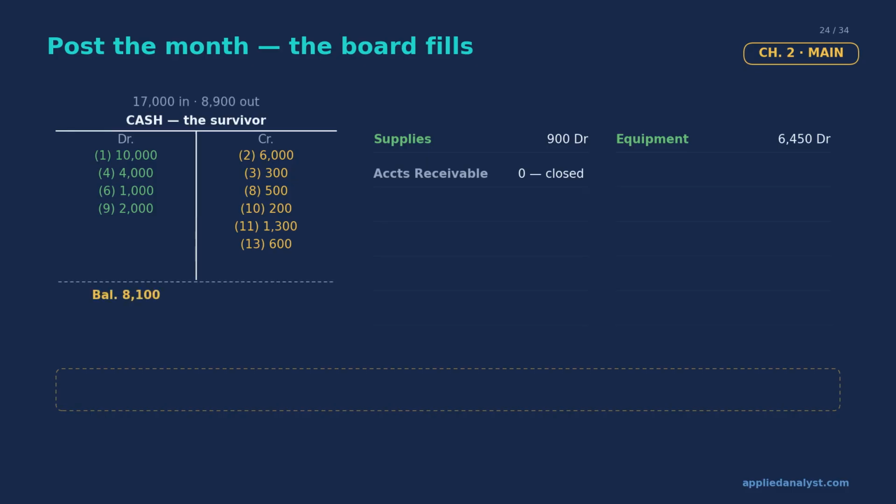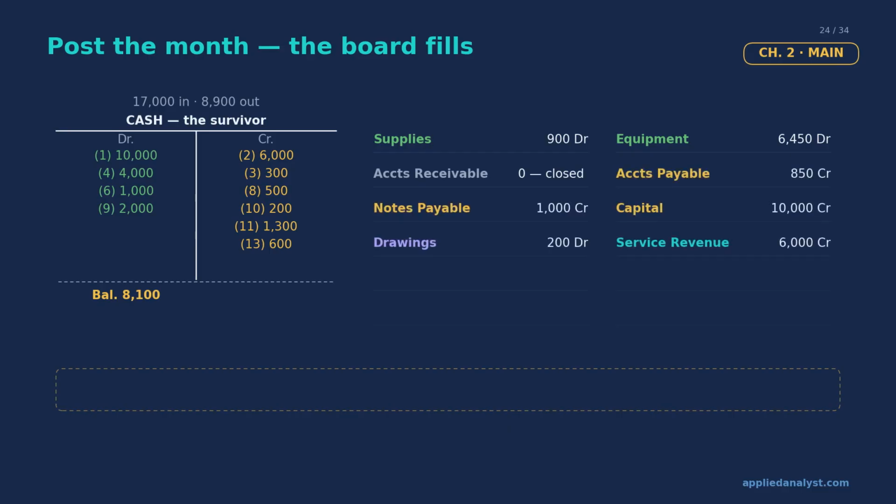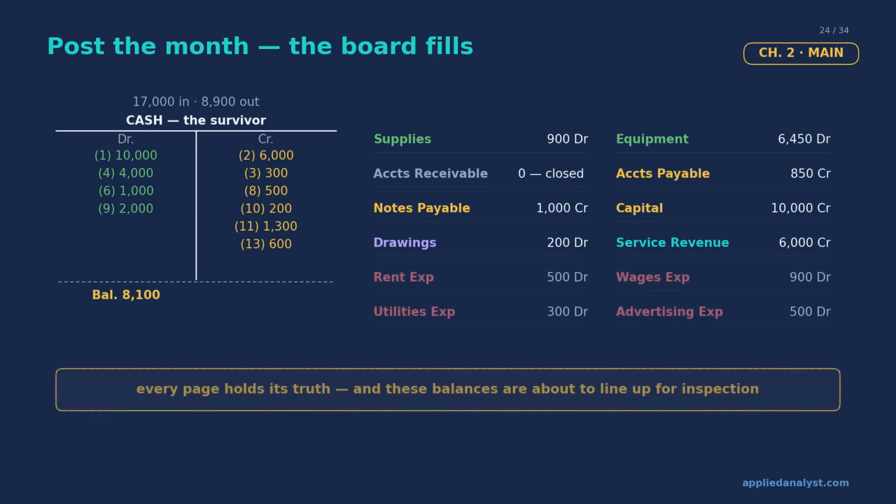Cash, $17,000 in, $8,900 out. Balance $8,100. Debit side, supplies $900. Equipment $6,450. Accounts receivable $2,000 in, $2,000 out. 0. The page closed itself. Accounts payable $850. Credit side, the number you met earlier. Notes payable $1,000. Capital $10,000. Drawings $200. Service revenue $6,000. And the expenses, rent $500, wages $900, utilities $300, advertising $500. Every page now holds its truth, and these balances are about to line up for inspection.